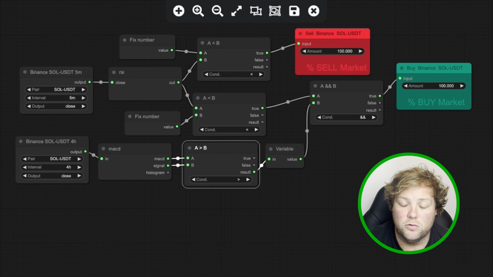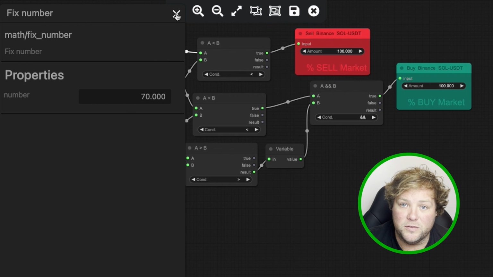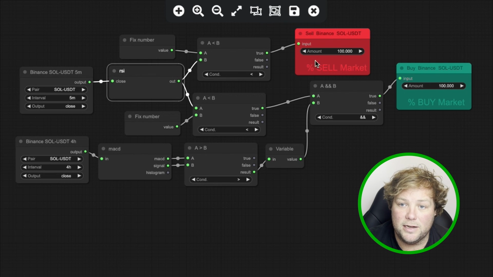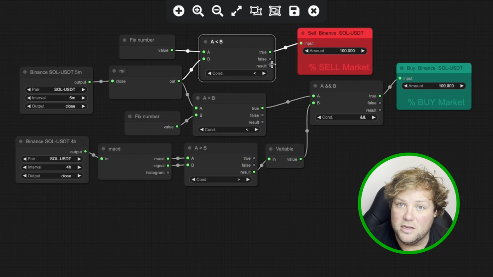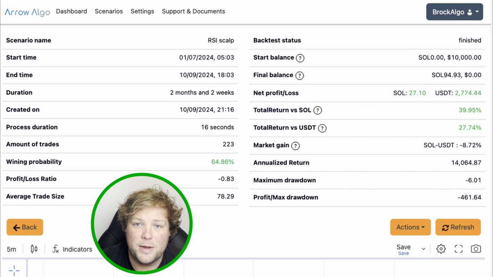For exiting the trade, it's really simple. We're going to sell as soon as that 5-minute RSI moves above the 70 range, signaling that the market's overbought. Whether we're in profit or loss, we're going to get out of the trade at this point. So let's take a look at the backtest results.